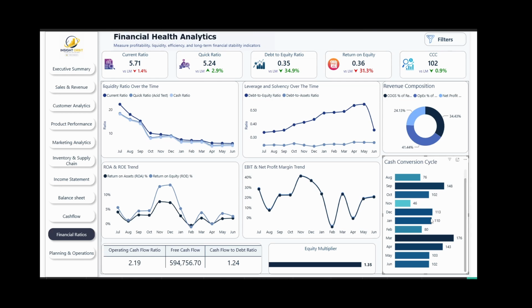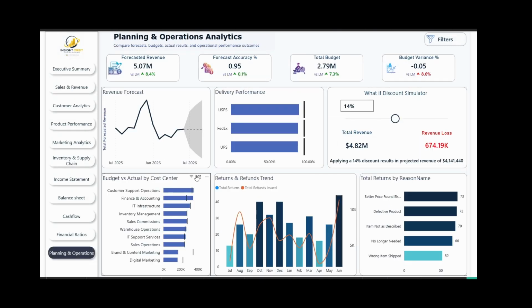After analyzing the historical performance, the next step is planning for the future. This is where the planning and operational dashboard comes in. The purpose of this phase is to compare the business plan with the actual result. It helps management to answer questions like: are we achieving our target? Is our forecast accurate? Are we controlling the cost?